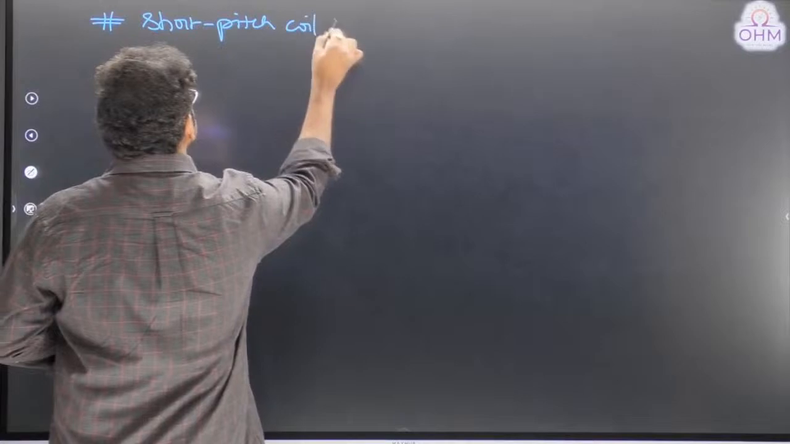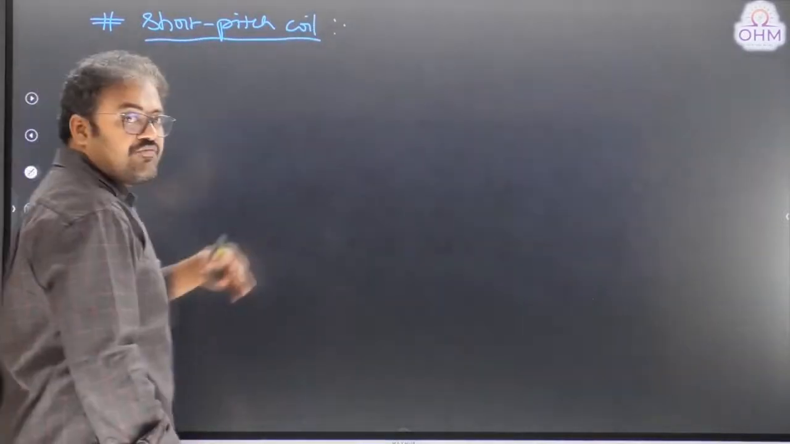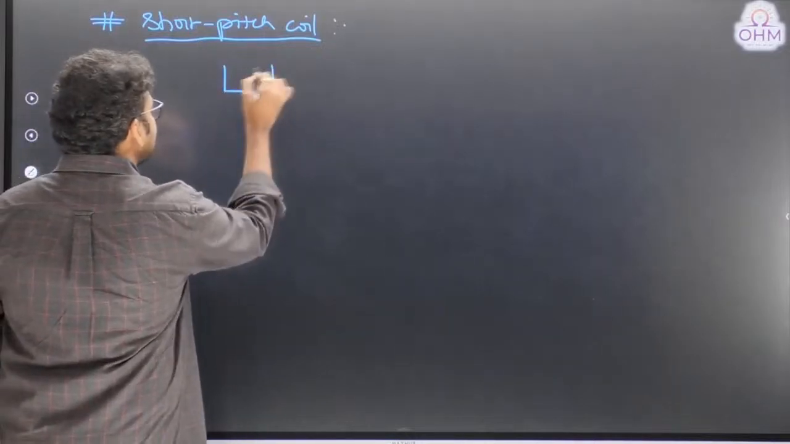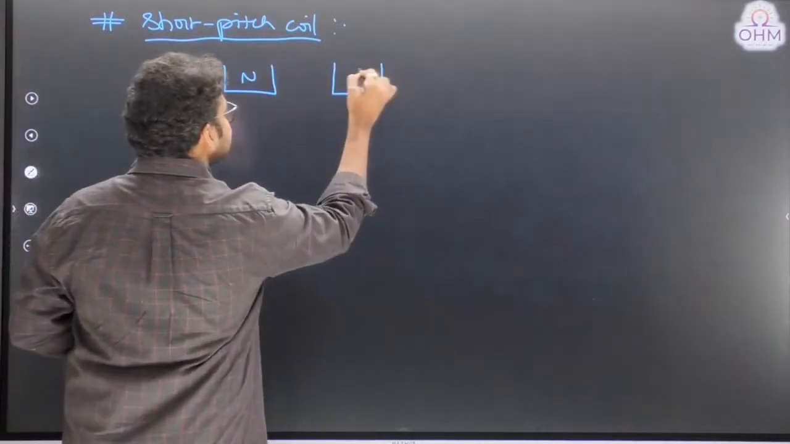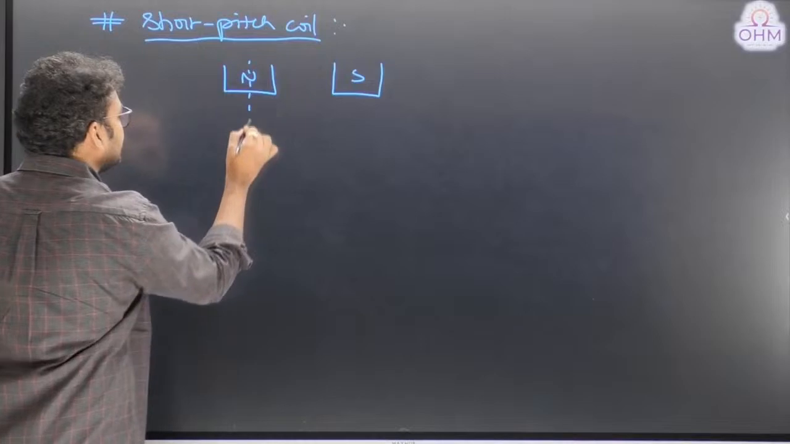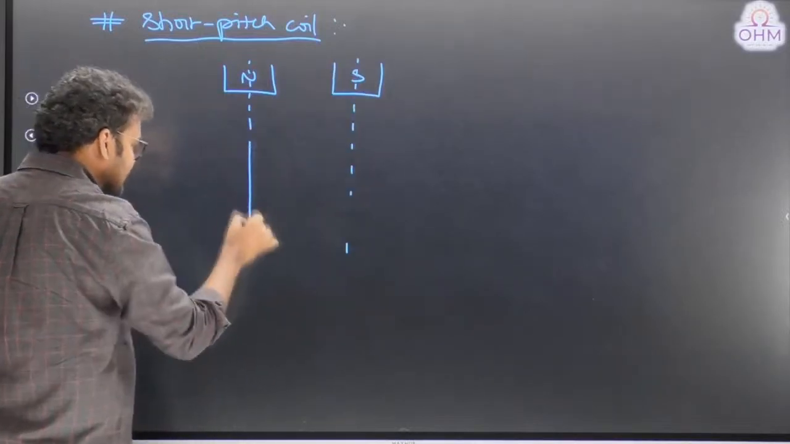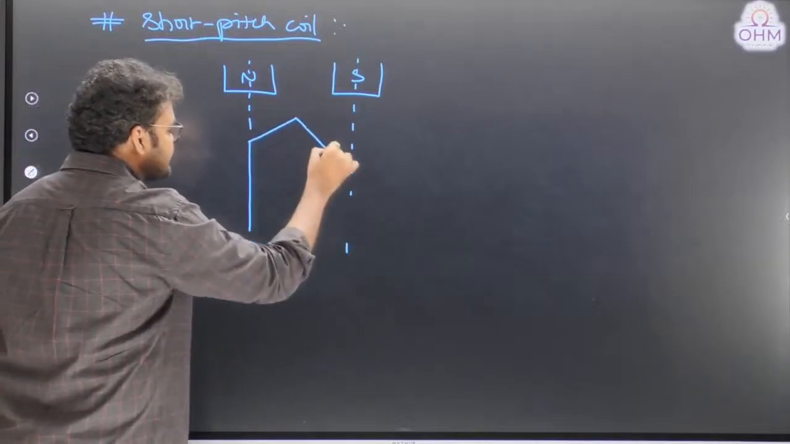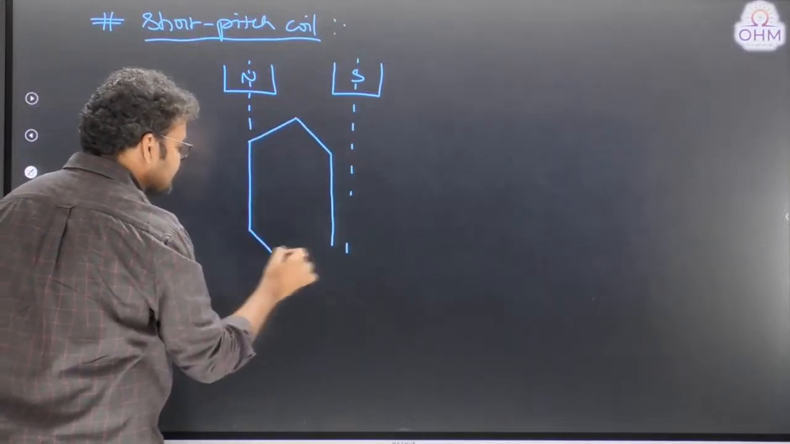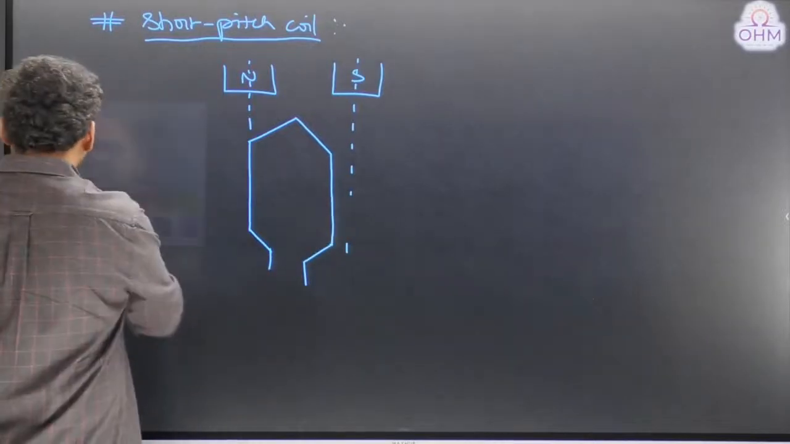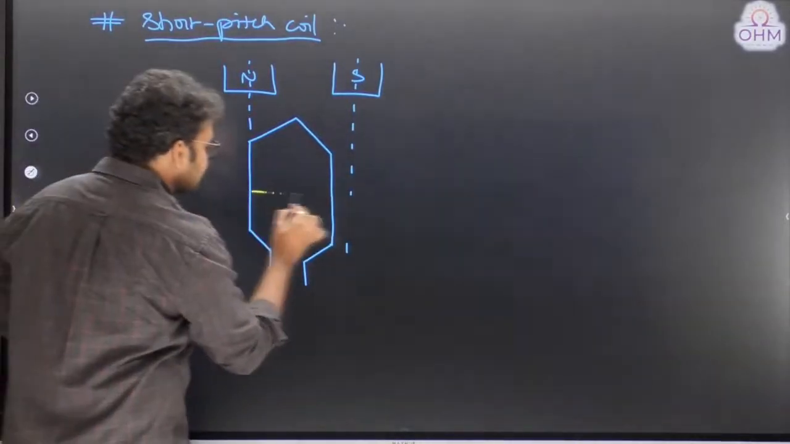Short pitch coil means the coil pitch will not be equal to 180, it will be less than 180. Suppose this is north pole and this is south pole. So one conductor is exactly under north pole, one side is under north pole, but the other side is not exactly under south pole, it was shorted by some angle. So tell me here, what is this angle?